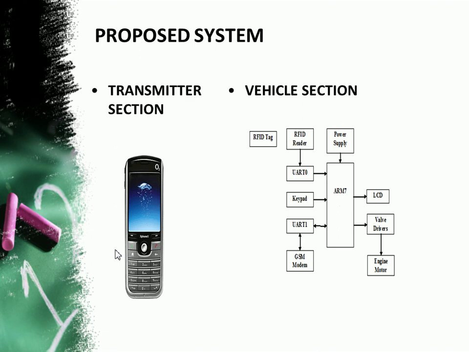If it matches, the LCD shows that he is an authorized person, and sends an SMS through GSM to the user's mobile. The password is in the SMS; we have the passcode. We can enter the passcode using the keypad. Then if it matches, the engine energizes and the motor works. This is the proposed system.